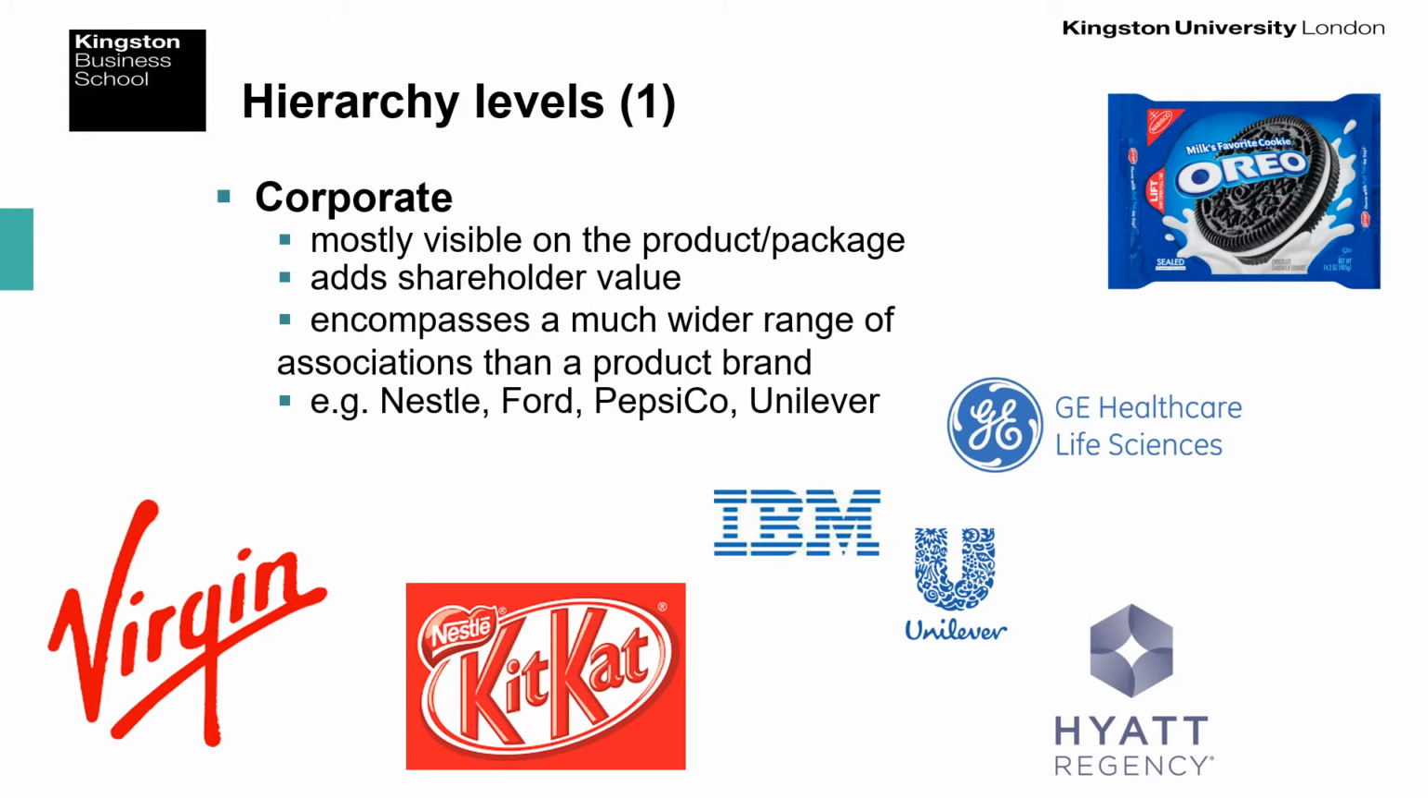The reason why some organisations choose to show the corporate brand name alongside other family or individual brands is to provide some further reassurance as to the provenance of the product. The corporate brand name may be widely known and respected, and it can encompass a much wider range of associations than any one individual product brand can.